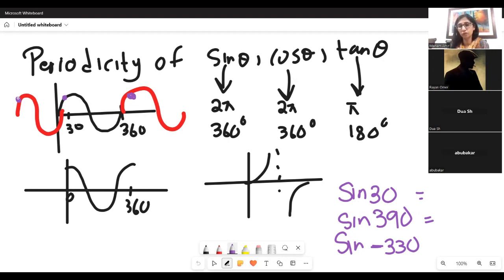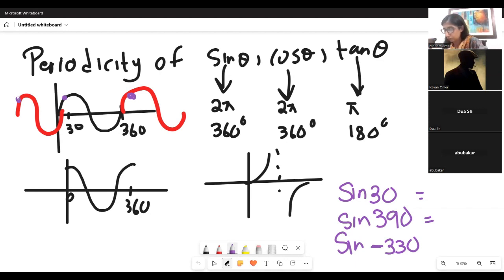Same is true for cos. Cos 30 will give you the same answer as cos 390, as cos minus 330. If you keep increasing or decreasing the angle with 360 degrees, you will end up with the same answer. But for tan, it is true for 180 degrees or pi. Okay? This is the concept of periodicity. Now we are ready to start the past paper questions.